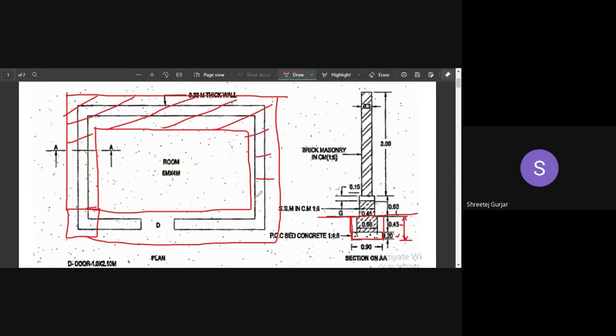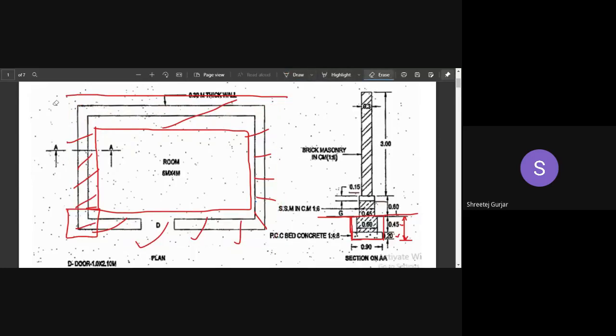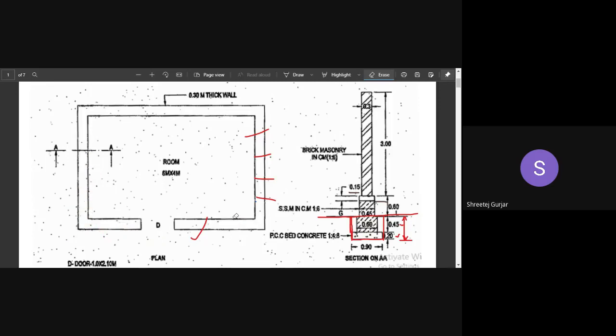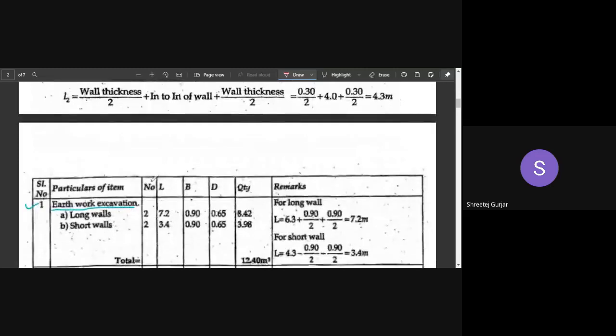How do I calculate this length? This length can be calculated using the center line length which we have calculated from our long wall and short wall. So we will do it using our long wall and short wall center line lengths. Coming to the next thing, see here: earthwork in excavation.